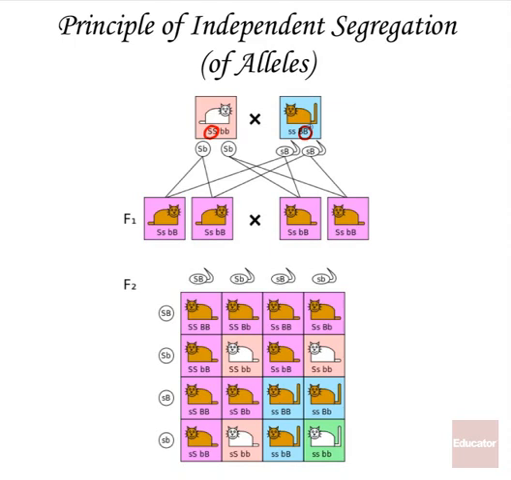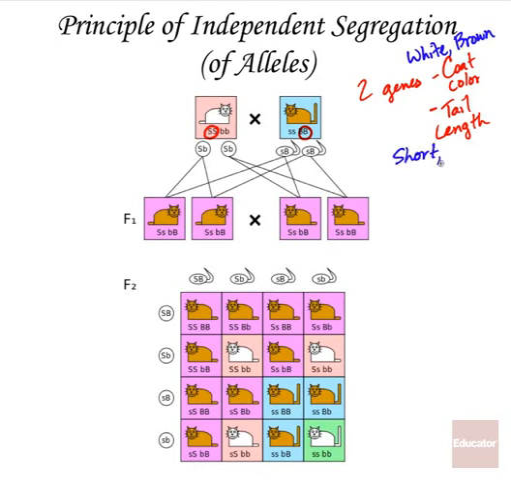Now, when you're looking at multiple genes, we're looking here at 2 genes: the coat color and tail length. And each of these genes has a different allele. So for coat color, you can be white or brown. And for tail length, you can be short or long. Now, remember this is parental.